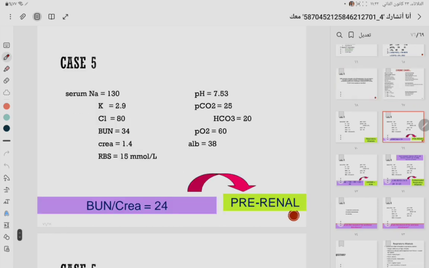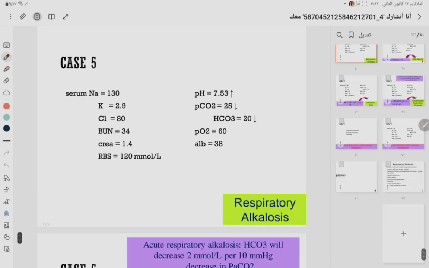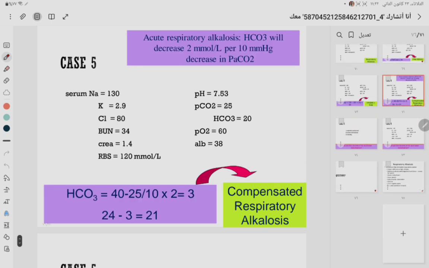Blood urea nitrogen is high, it's pre-renal. What's the cause of the alkalosis here? Next. You see respiratory alkalosis. Next, acute respiratory alkalosis will decrease bicarb by 2 millimole. So 25 minus 14, multiplied by 2, 3 is 22, 21, which is compensated.